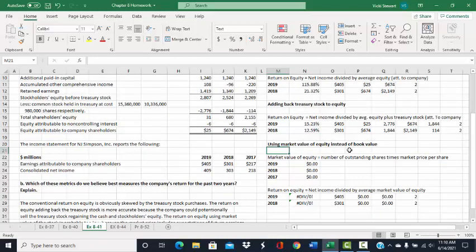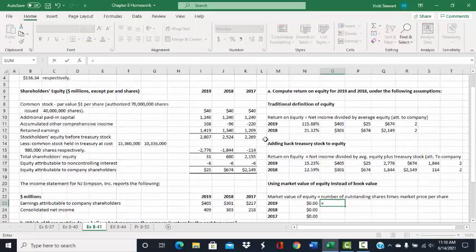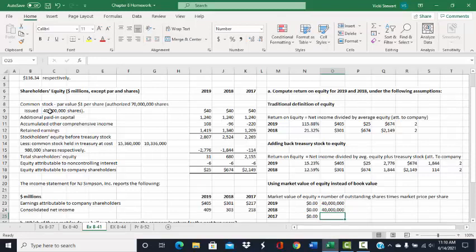The third assumption is to use the market value of equity instead of the book value. So the first thing we need to compute is the market value of the equity for each of the years. Now, to determine that, we need to have the number of outstanding shares times the market price. So first we're going to determine what is the outstanding shares. The problem tells us that they issued 40,000 shares in each year.